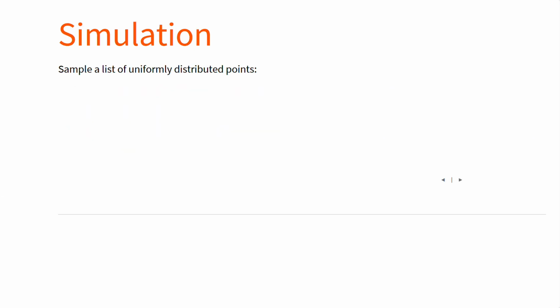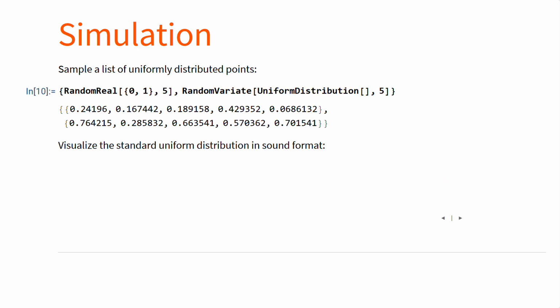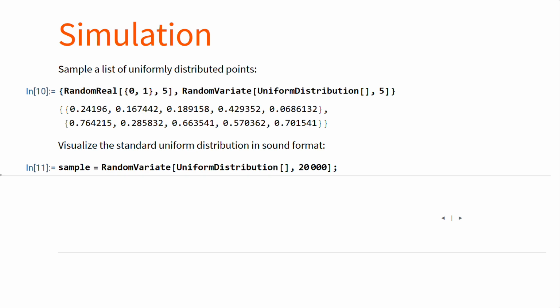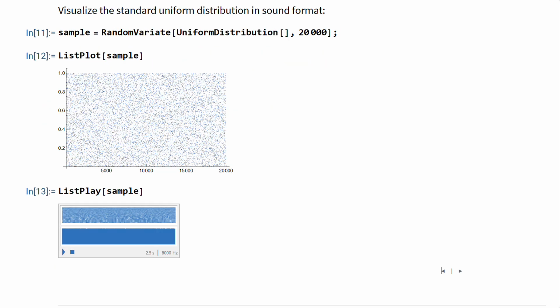What if you want to generate samples from a uniform distribution? You can use the RandomReal function or equivalently the RandomVariate on the uniform distribution. There's many ways to visualize a uniform distribution. Just generate a sample and have fun. Uniform randomness is everywhere around us, may it be in the grains of sand, equally sparse on the ground, or the ambient noise around us, as white noise is the uniform distribution in sound.